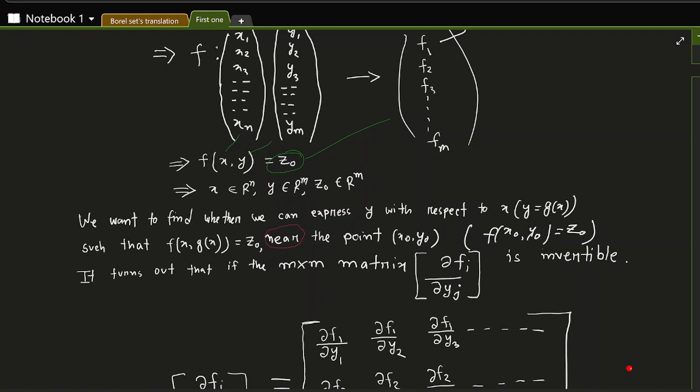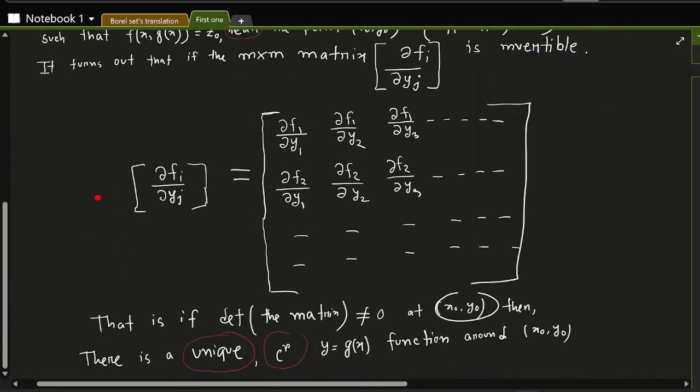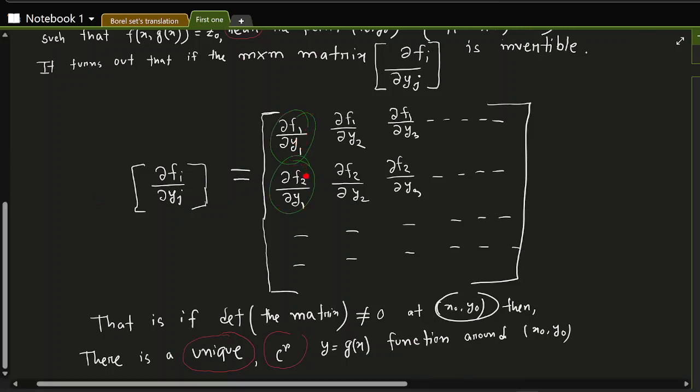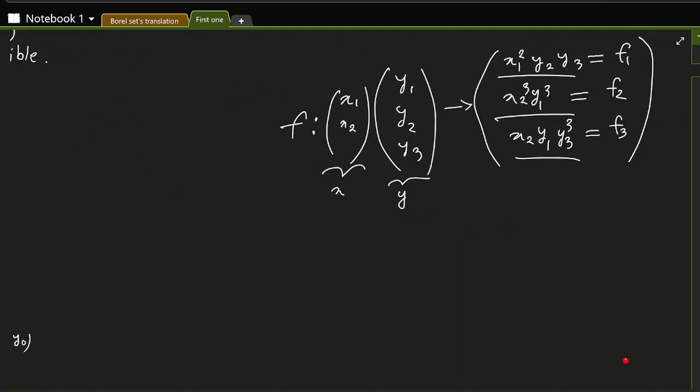Our objective is to express y as a function of x, and to find how many functions of such kind really exist for a particular constant z0. Now, what it turns out through some rigorous mathematical analysis is that we need this matrix to be invertible, whose components go like this, where f1, f2, f3, etc. are output components of the function f. For example, f is a function taking a two-dimensional vector x and a three-dimensional vector y as an input and giving a three-dimensional vector as an output. Those components are f1, f2, f3.